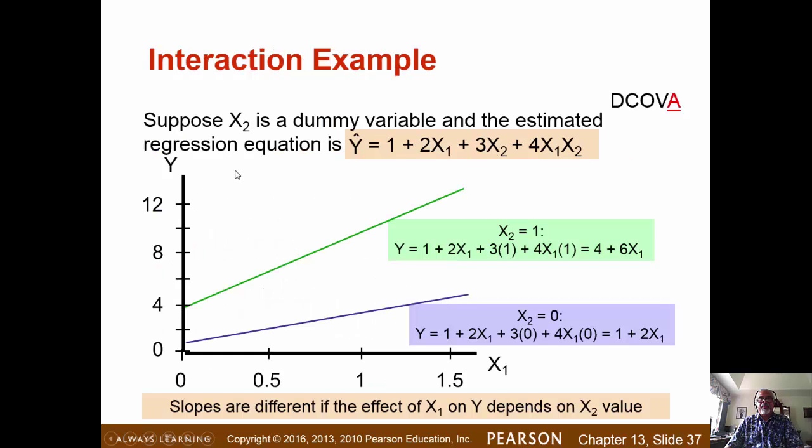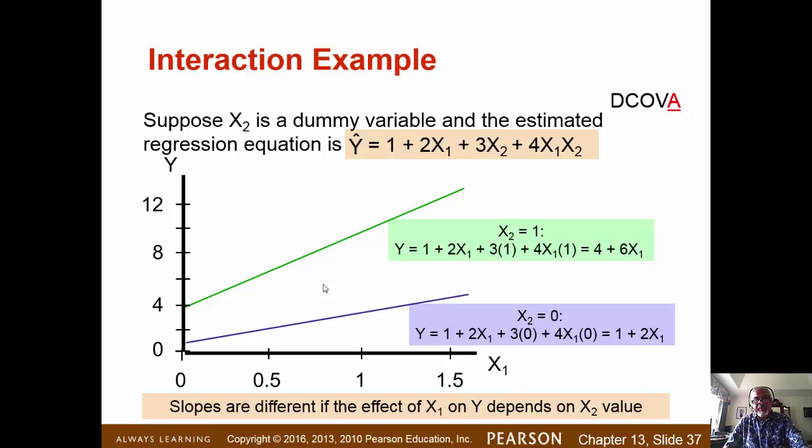So here is an example in a graph format. Suppose this is the regression equation, so this is what the two lines will look like, as x sub 1 increases. The effect of x sub 2 increases as x sub 1 increases. If there is no interaction, then you would expect these two lines to be parallel, but they are not, so that means there is an interaction effect.